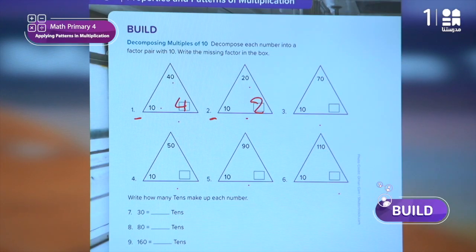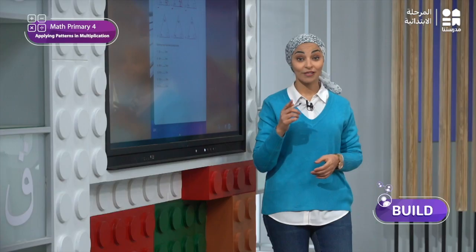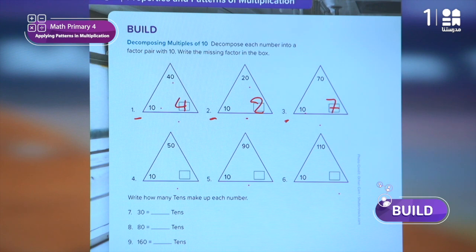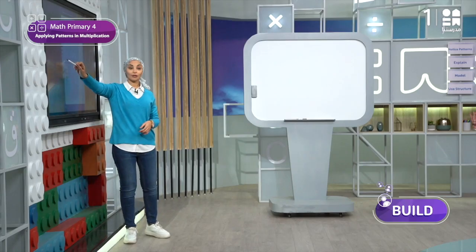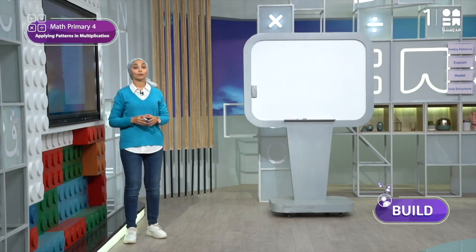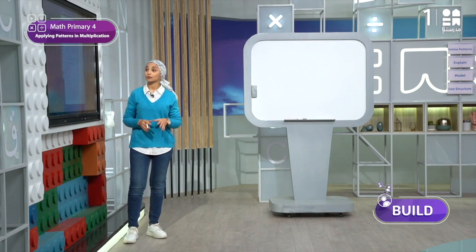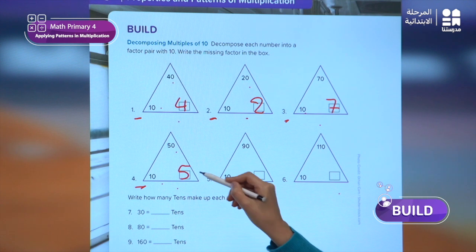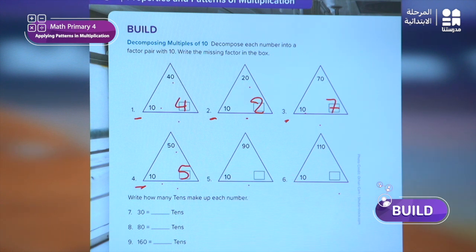Now let's move to problem number 3. Here is problem number 3. Here we want to know 10 times what equals 70. Again, 10 times what equals 70? Yes, I am sure you are all saying now 7 times 10 equals 70, and this is the right answer. Now let's move to problem number 4. Problem number 4, the missing number is what? The same way, 10 times what equals 50? 10 times 5. So this is the missing number.